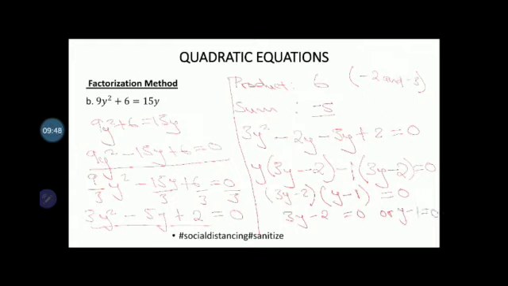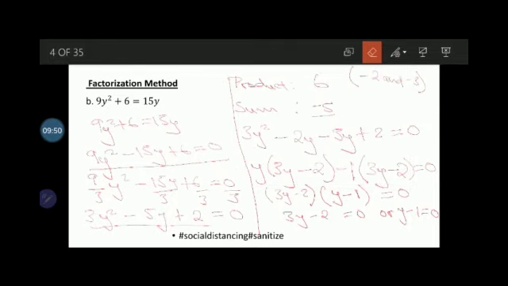Let me create some space for the final answer. Let me just rub this.